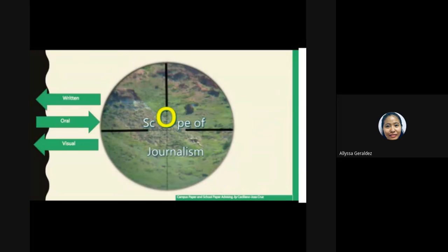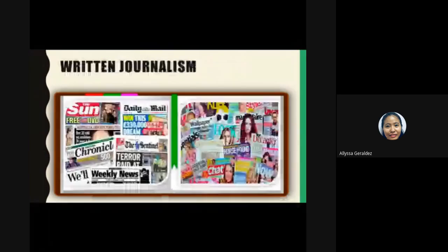Scope of journalism, we have written, oral, and visual. When we talk about written journalism, this type of journalism deals with delivering news through newspapers, magazines, etc. Since this media can hold the same news or information as other mediums, a journalist can work for both print as well as some other media at the same time.